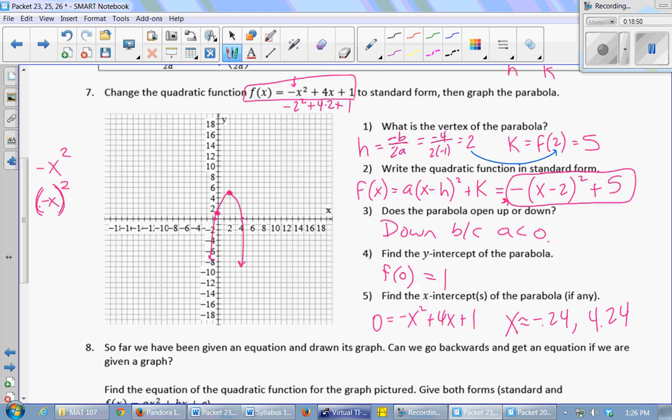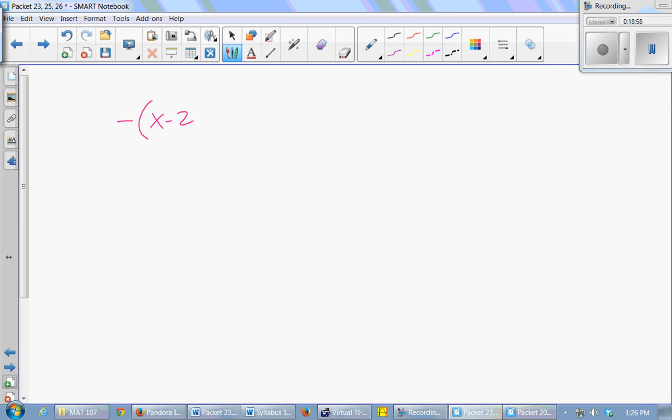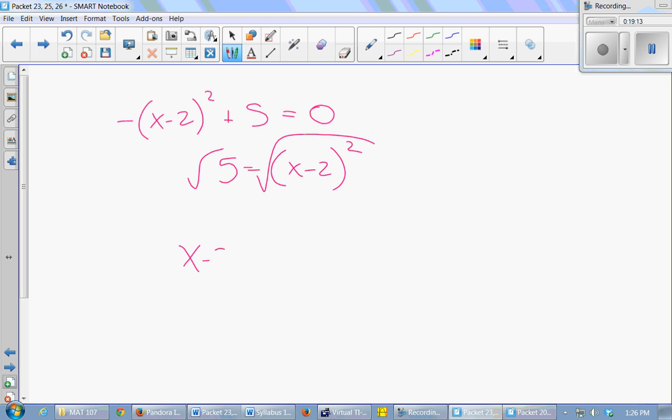The x-intercepts? Yeah, okay. So let's see, if I had said negative x minus 2 squared plus 5, set that equal to 0, I would add the squared term to the other side. I would take the square root of both sides. So I would have x minus 2 equals plus or minus the square root of 5. And then I'd add 2 to both sides. And when you type that in your calculator, you should get negative 0.24 and 4.24 approximately.